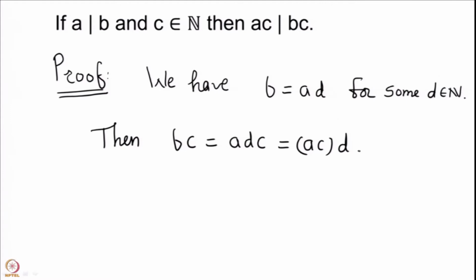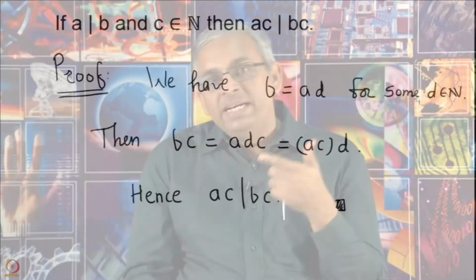So, therefore, we have written BC, which is a natural number, as AC into a third natural number, which clearly says that AC divides BC. Whenever a natural number A divides another natural number B, and to both the natural numbers which are there on either side of the vertical bar, you multiply by a natural number, then the divisibility relation is respected.